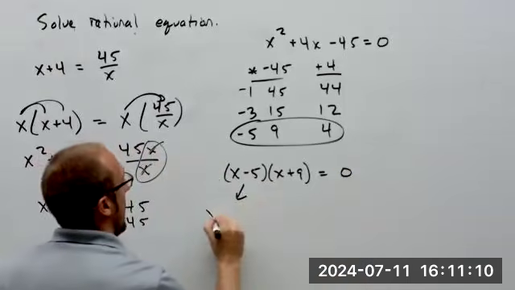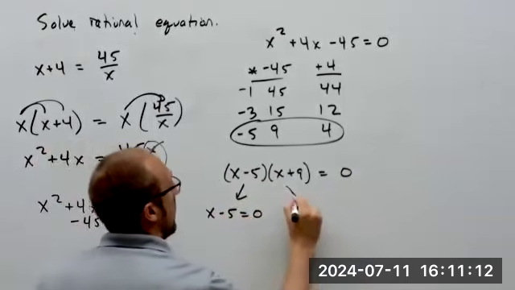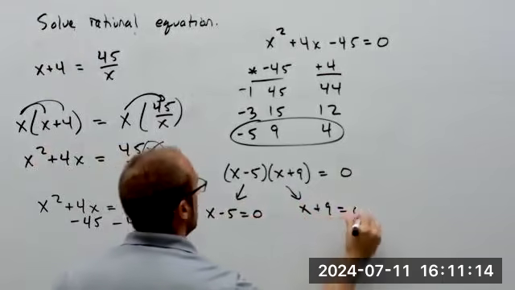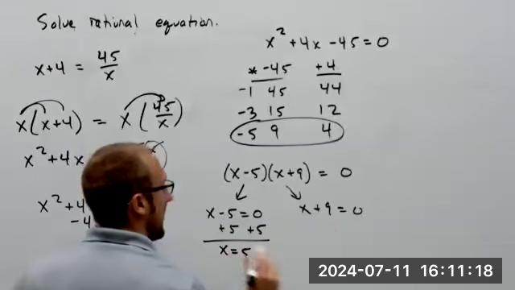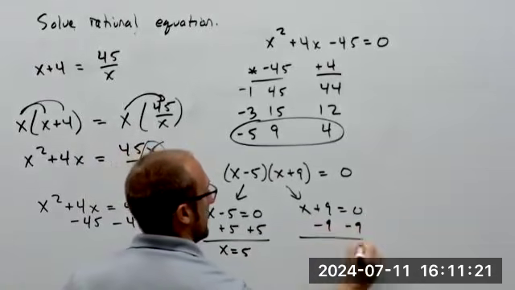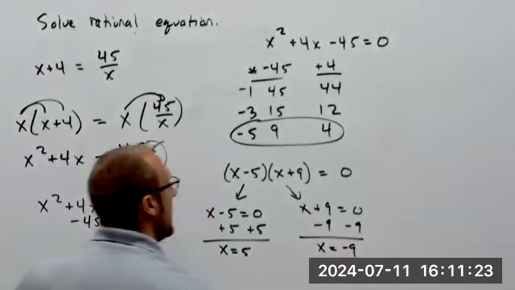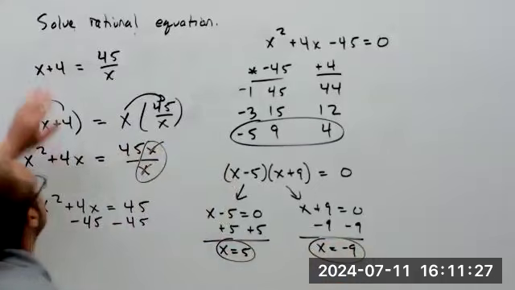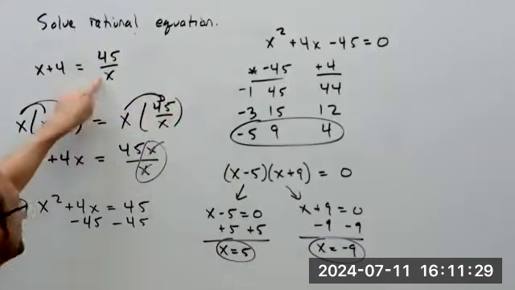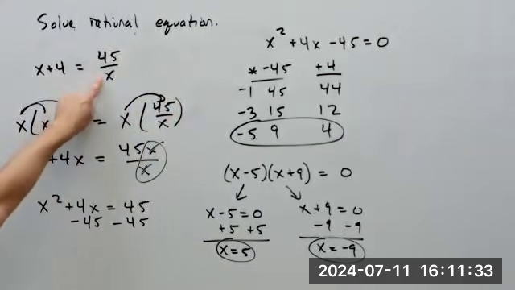Now we split it up: either x minus 5 equals 0 or x plus 9 equals 0. Add 5, x equals 5. Subtract 9, we get x equals negative 9. Now, the only thing we need to be careful of, because it is a rational equation, because we have division by x, is that we just have to make sure we can actually do the division.